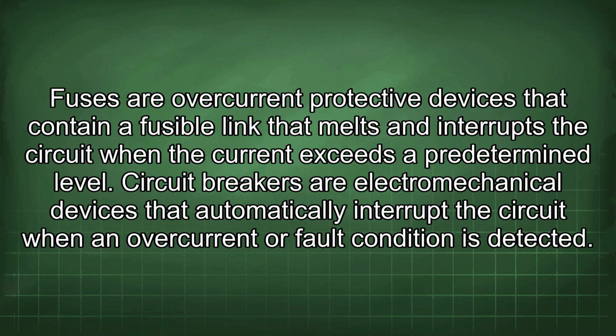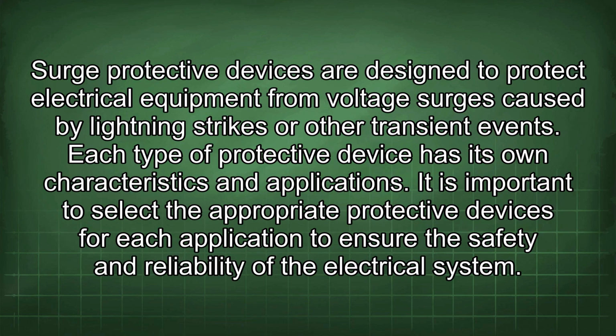Fuses are overcurrent protective devices that contain a fusible link that melts and interrupts the circuit when the current exceeds a predetermined level. Circuit breakers are electromechanical devices that automatically interrupt the circuit when an overcurrent or fault condition is detected. Surge protective devices are designed to protect electrical equipment from voltage surges caused by lightning strikes or other transient events. Each type of protective device has its own characteristics and applications.